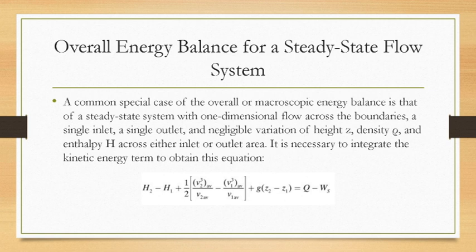For the overall energy balance in a steady-state flow system, we have to know that this is a special case of the macroscopic energy balance. It is important to consider a single inlet and negligible variations of height, density, and enthalpy across the entire inlet or outlet area. It is necessary to integrate the kinetic energy term to obtain this equation that will represent Q minus Ws.